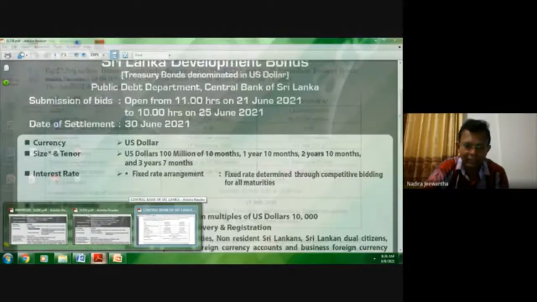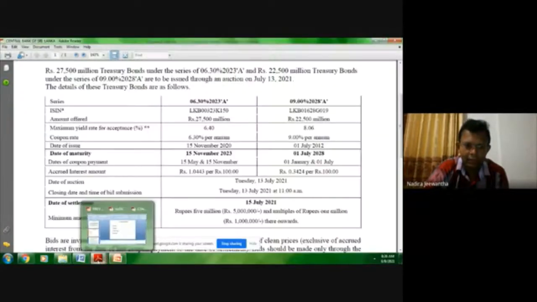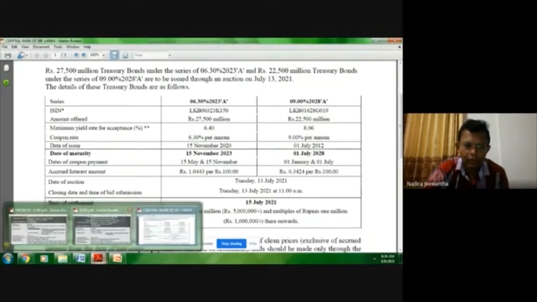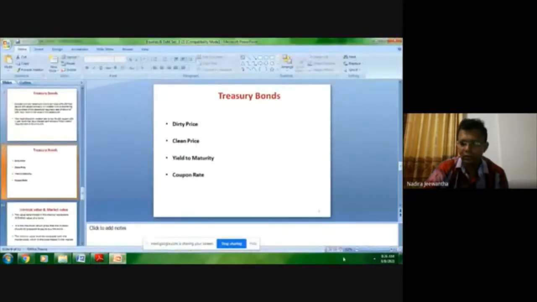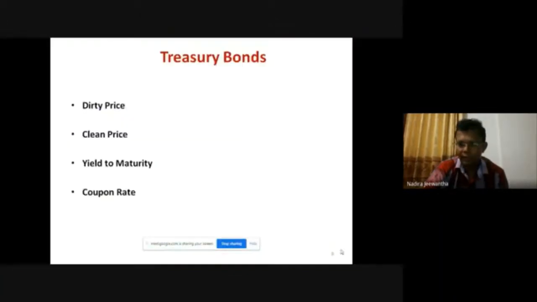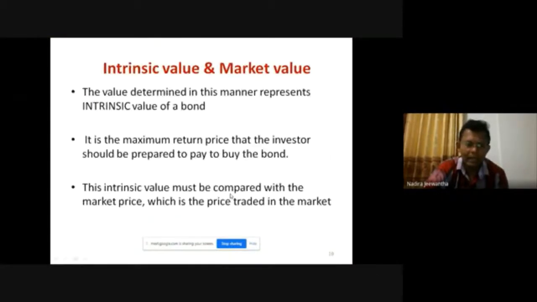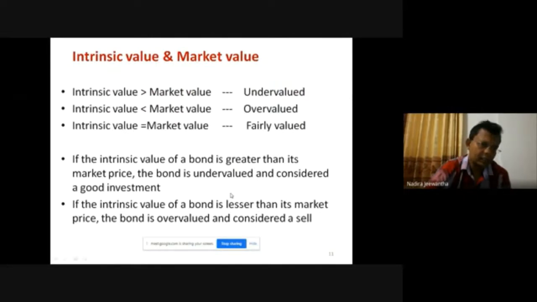The examiner has not tested dirty price and clean price so far, right? Only some questions he has given, not that. Now understand this relationship. That is also another relationship we want to tell you.